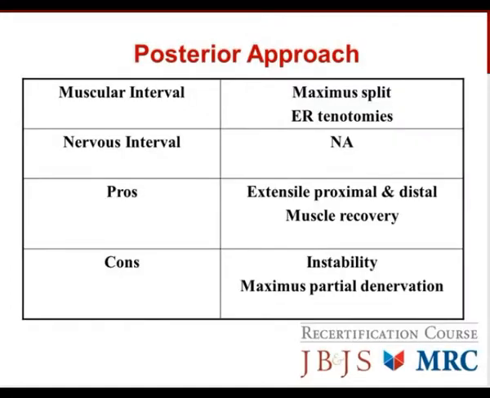The posterior approach, which remains the most common approach to total hip arthroplasty, which is probably most familiar to the audience, the aspects of this approach are listed on this slide. It involves a maximus split and external rotator tenotomies from the back of the femur. There is no internervous interval. The advantage to this approach, of course, is that it's quite extensile both proximally and distally, and recovery can be quite quick. The downside of the posterior approach historically is instability.